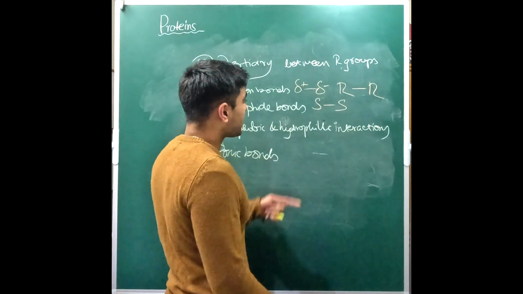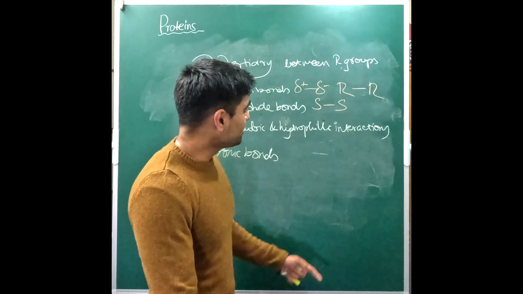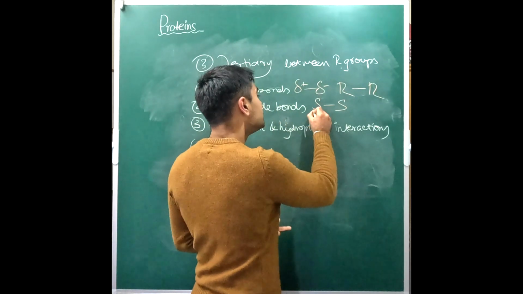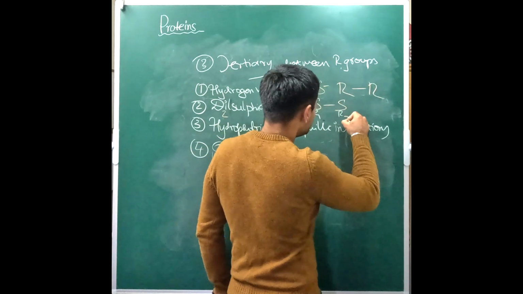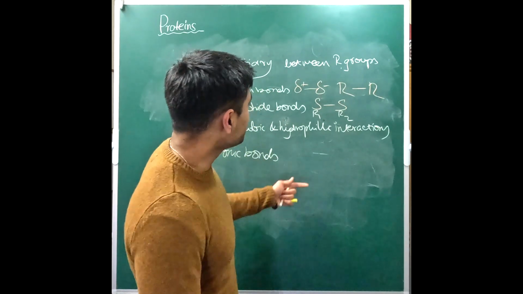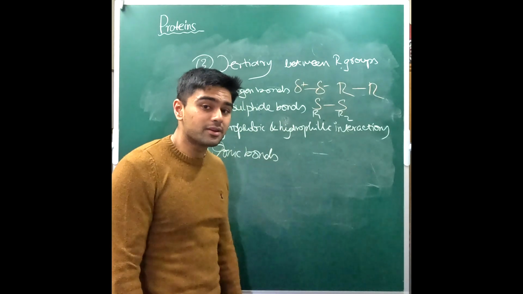You've got one R group that has a sulfur, and another R group that has another sulfur. That's it. So R group 1, the sulfur, is like, I need to bond with someone. And R group 2 has another sulfur, and it's like, I need to bond with someone, I need to hang out. So they both decide to form a bond between each other, and that's called a disulfide bond.